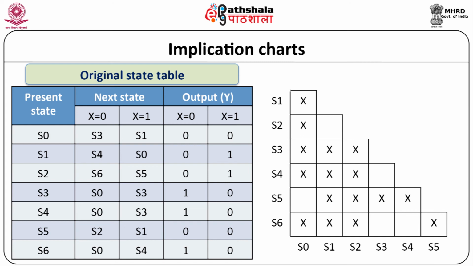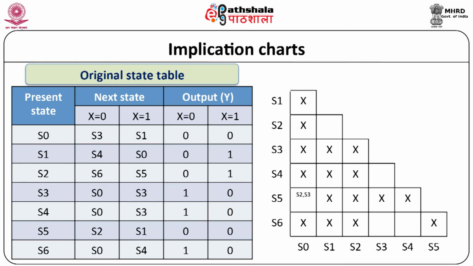X is placed in the square where states cannot be equivalent. So, here we have identified the non-equivalent states by putting x. Let us now consider the remaining vacant squares. Now, look at the state equivalency pairs.